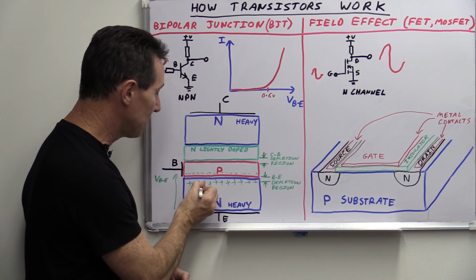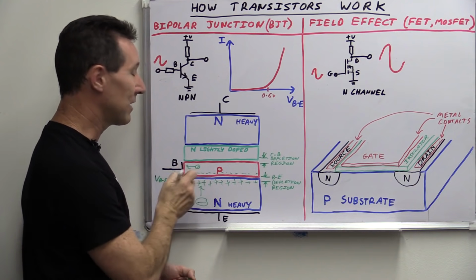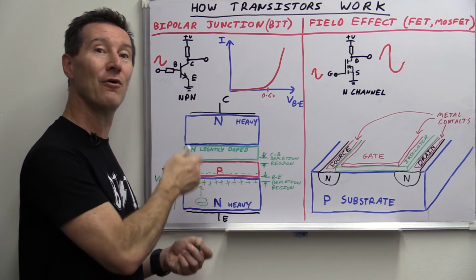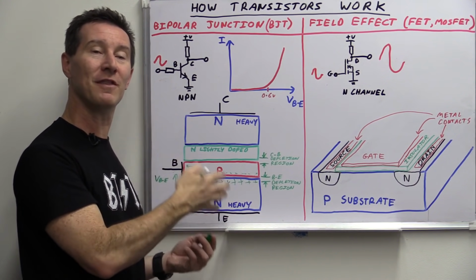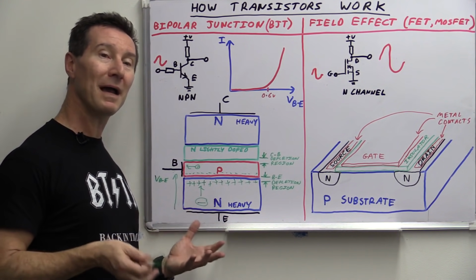Here are our little electrons. They start flowing in that direction like that. Remember, electron flow goes from negative to positive. That's electron current flow as opposed to conventional current flow. So that's our base emitter junction.